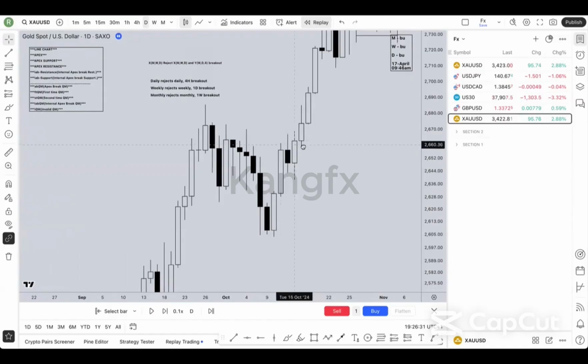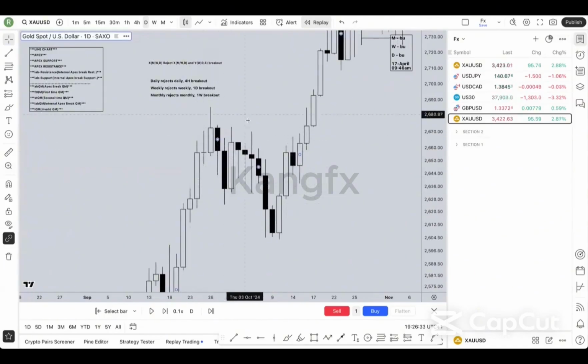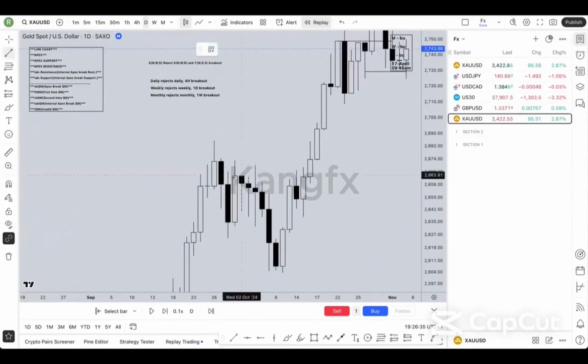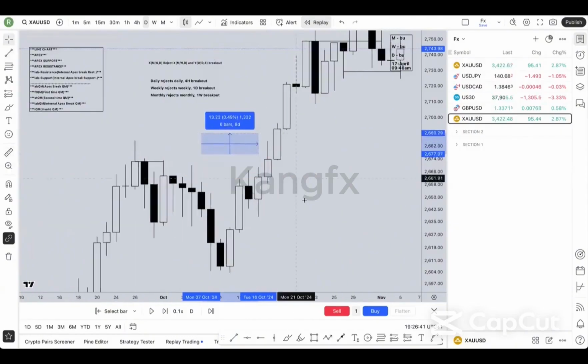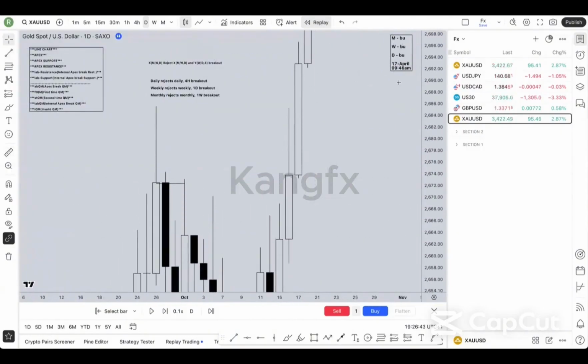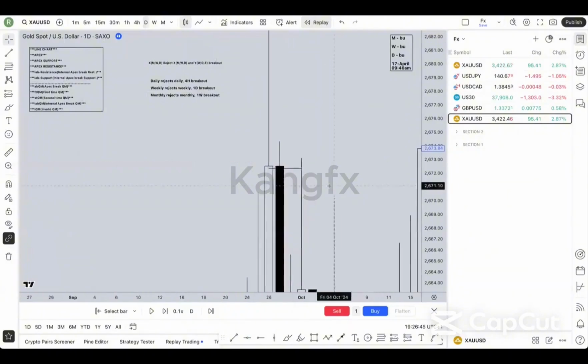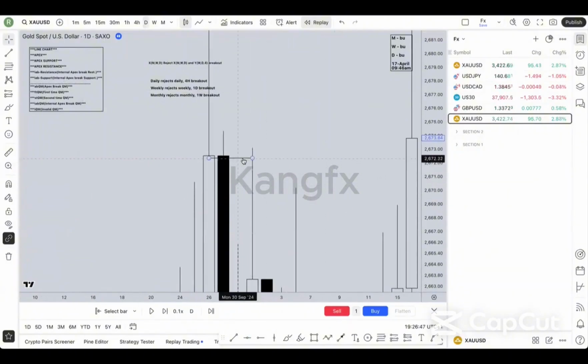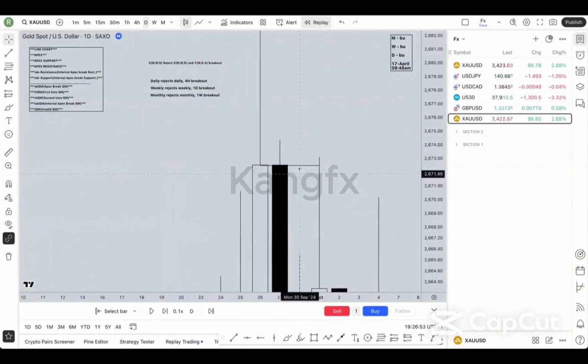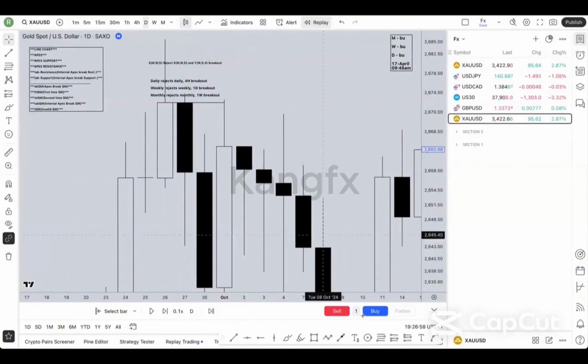Now look at this one again. The market was bullish going up. We had a rejection here. This was a rejection on a resistance. No matter how small the rejection is, they are all valid. Let's see if we had a valid rejection. This was a rejection. Daily reject daily. I forgot to be saying daily reject daily. This daily reject daily. And let's see if there was a breakout.